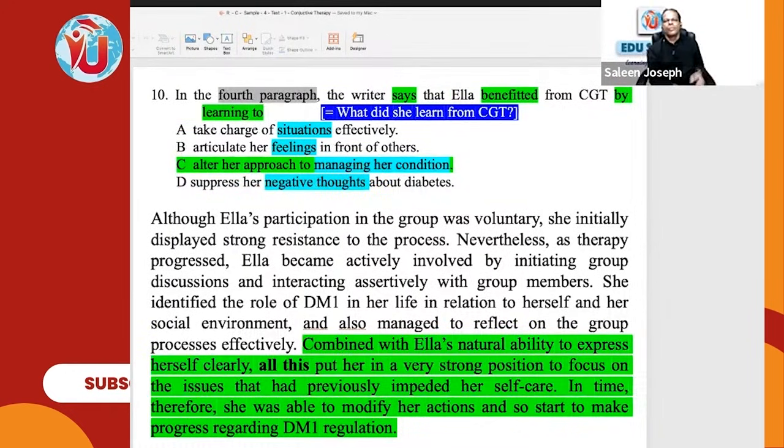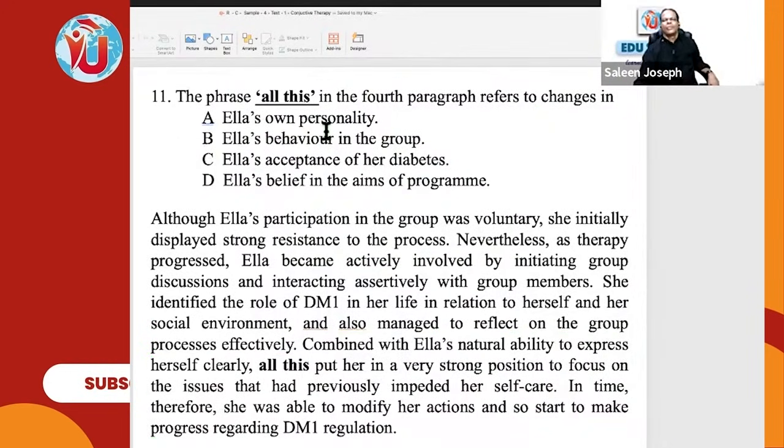So, in short, this question means: in the fourth paragraph, the writer says that Ella benefited from CGT by learning to... What did she learn from CGT? She learned how to alter her approach to managing her condition. The phrase "all this" in the fourth paragraph refers to changes in Ella's own personality, Ella's behavior in the group, Ella's acceptance of her diabetes, Ella's belief in the aims of the program.